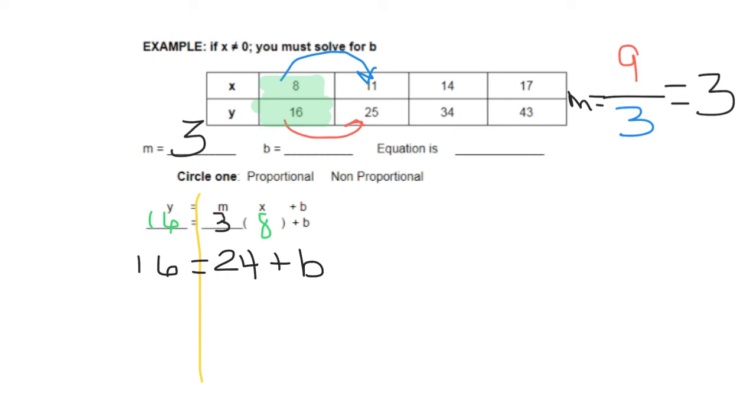Okay, continue on. You're still trying to find b. b has to be by itself. And right now you have a positive 24 with it. So to move the positive 24 across the wall, you use the opposite. So the opposite of a positive 24 is a negative 24. And what you do on one side of your equation, you must also show on the other.